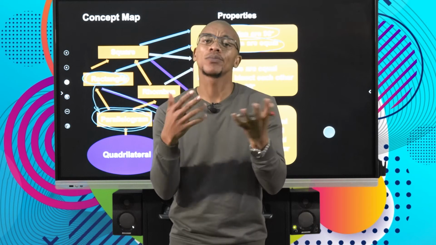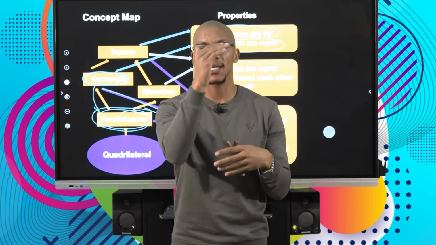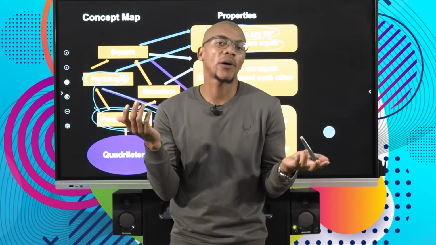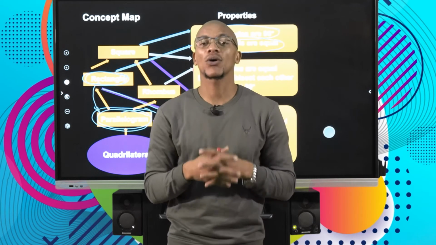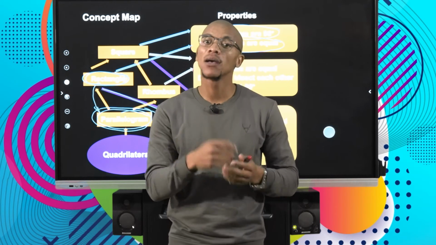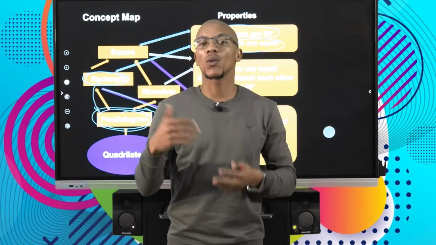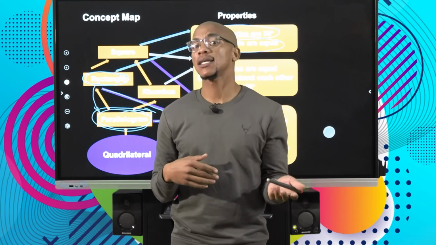And then also because of the similarities, we know we can classify them all under the fact that they are a parallelogram. But let's investigate whether a rhombus can also be considered a parallelogram, and whether a square can also be considered a parallelogram.